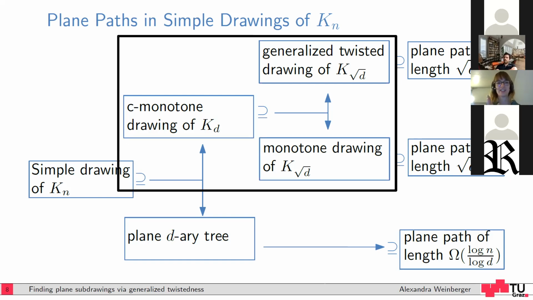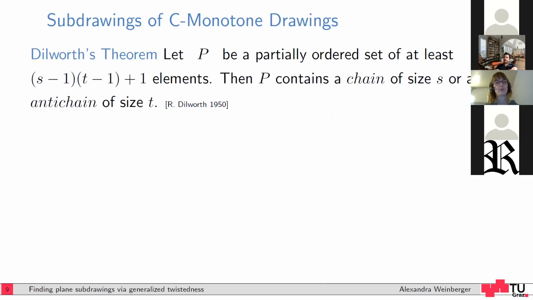Let's look at this part as long as the definitions of C-monotone are still fresh in our mind. So what we want to show is that any C-monotone drawing of the complete graph on D vertices contains either a generalized twisted drawing or a monotone drawing of the complete graph on square root of D vertices. To do this, we use Dilworth's theorem.